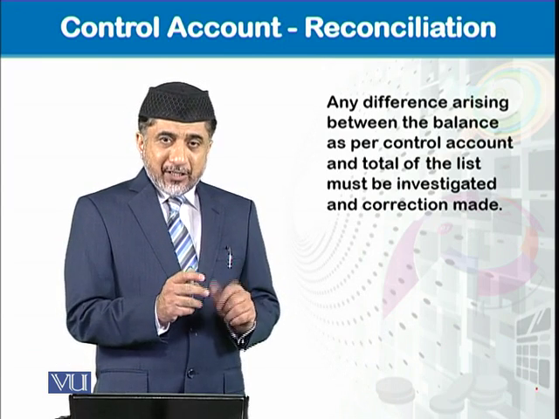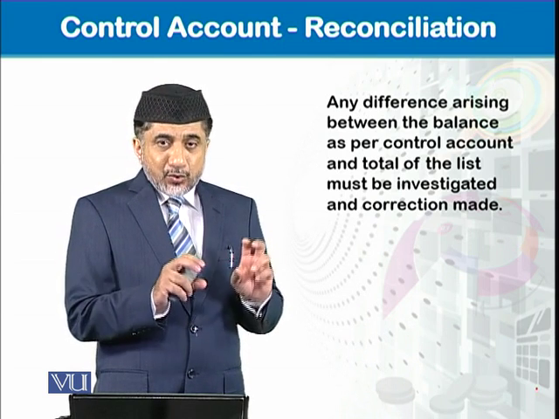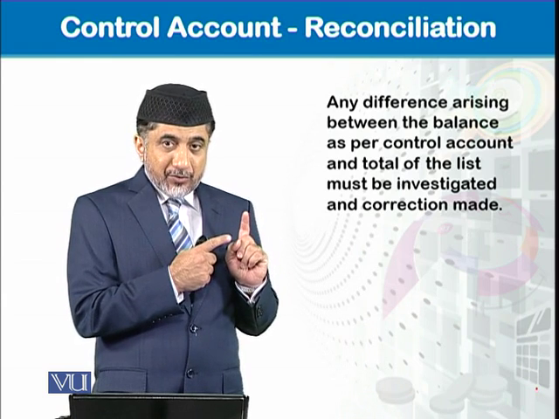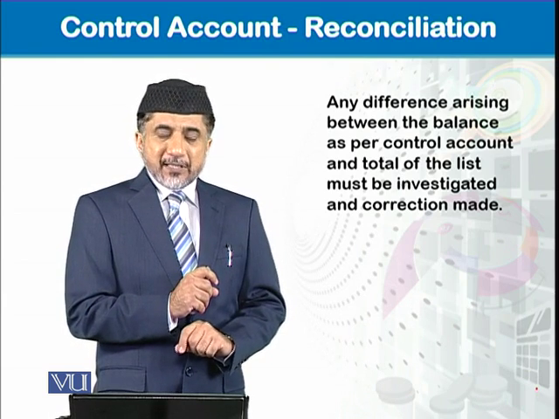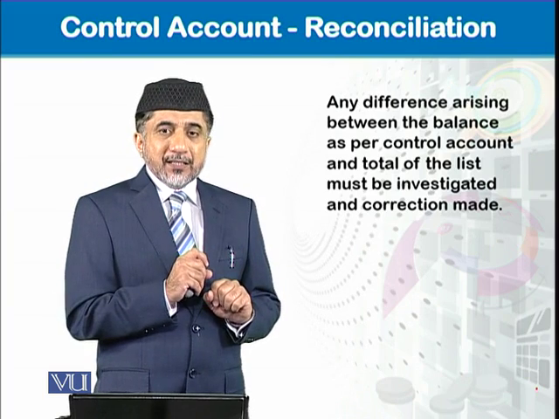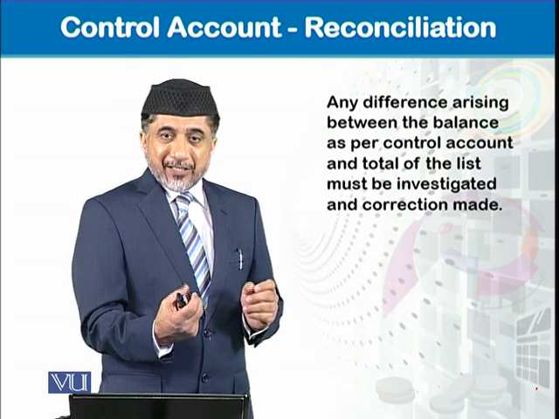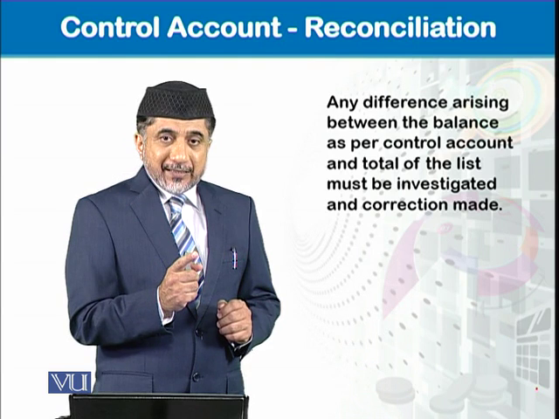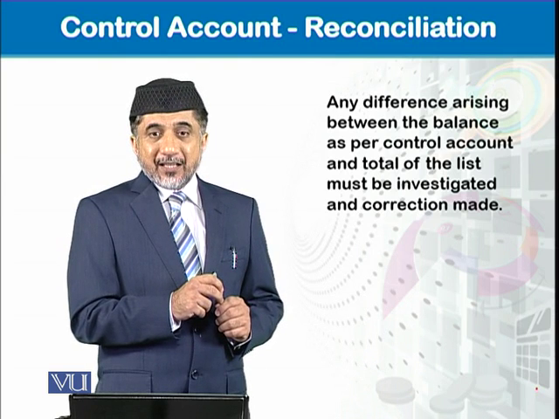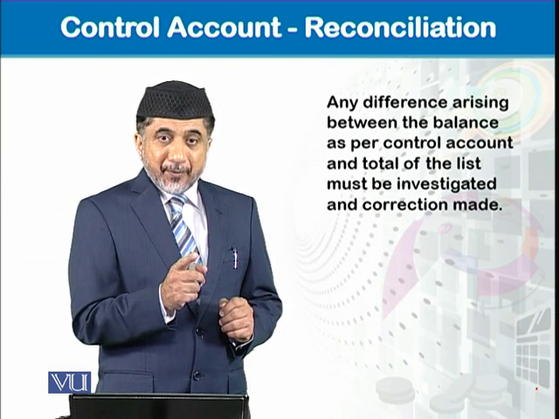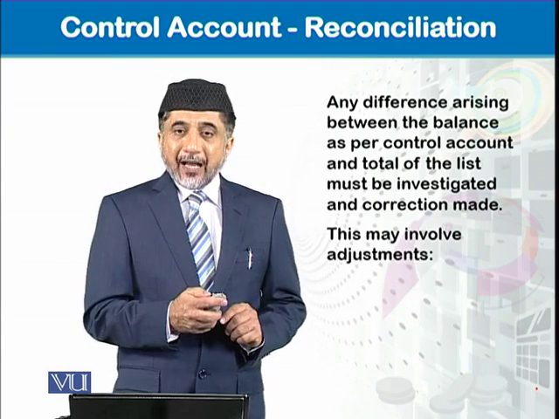as we worked out in our example in earlier module, that the balance appearing in the control account was equal to the total of the list. Sometimes what happens is that these two balances do not agree. There is a difference between these two balances. So that difference needs to be investigated and needs to be corrected. So here we will learn how that is corrected.